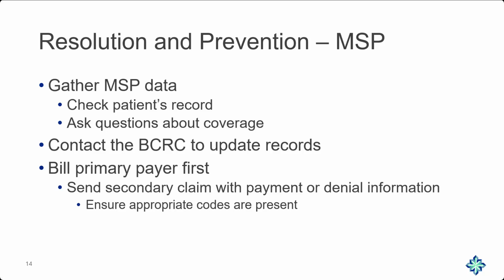Now, through your research, if you determine that your patient does indeed have another insurance that should be responsible for the claim, go ahead and send that bill to them and then send a secondary claim to Medicare once they've processed it. That Medicare claim is going to include the payment or the denial information, and you report that with specific coding requirements based on the situation and the type of insurance.